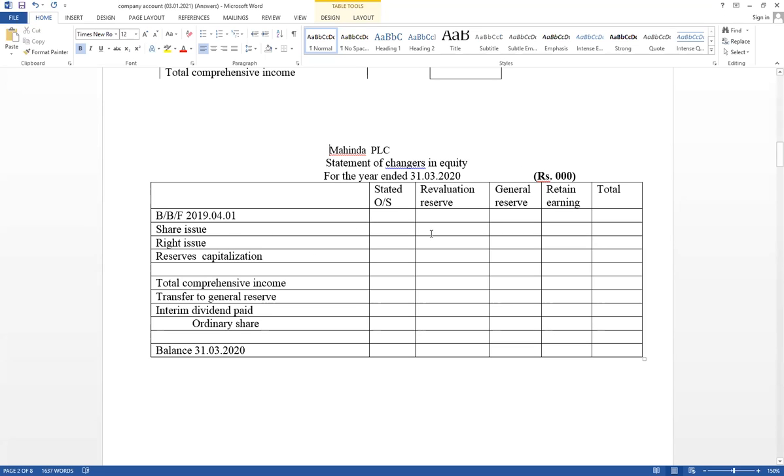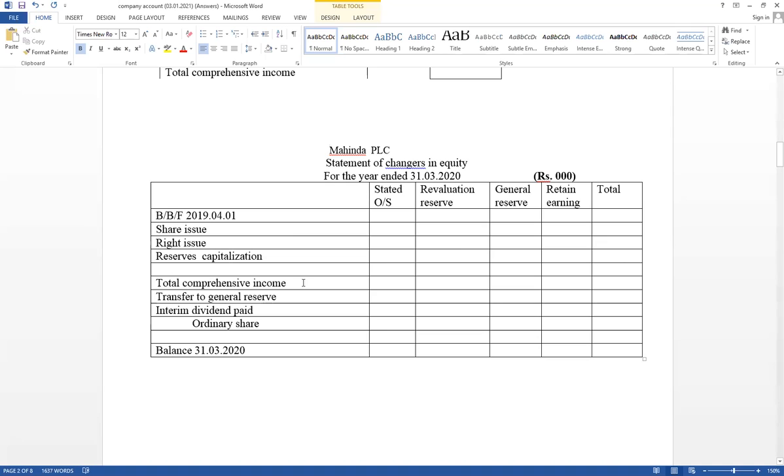And then share issues. If it has given a public issue, not an initial public issue, but a share issue to the public afterwards, that is what we put here as a share issue. Then if it has given a right issue as well as reserves capitalization, here as a share issue you have to include if it has given a public offer, not initial public issue. If it issues shares to people afterwards, that value should be included as a share issue. Then right issue and bonus issue, reserves capitalization also should be included here.